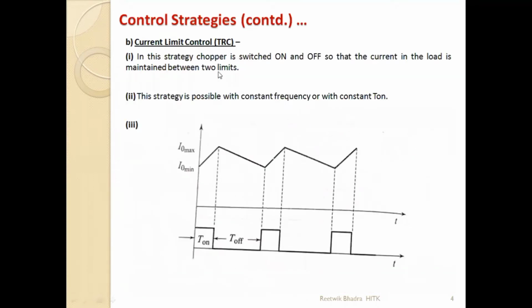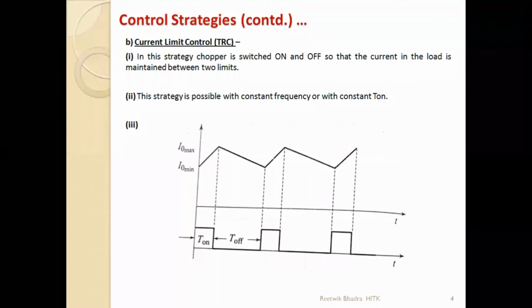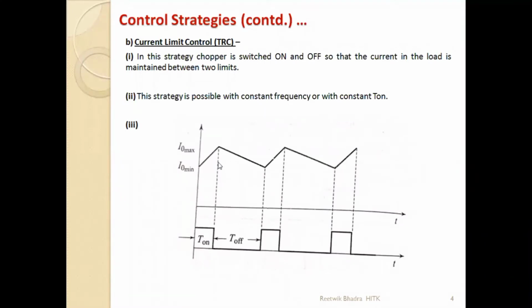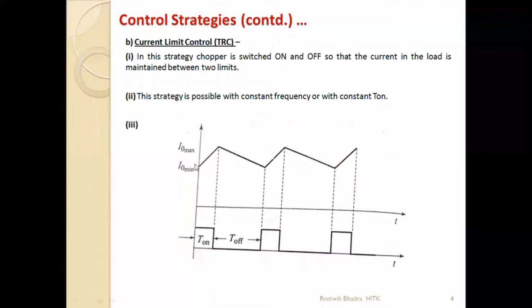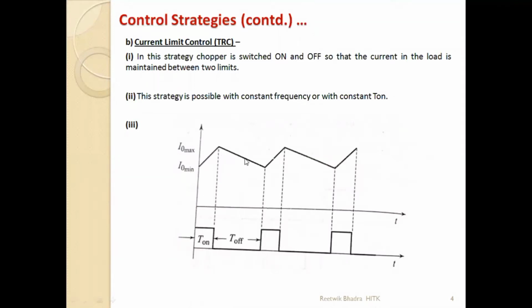Next, current limit control. This is another control strategy that is sometimes implemented while controlling the switch. How is it done? First, the inductor current is drawn. If we design an inductor and we know the maximum and minimum value of current through the inductor, this rise in current we had already studied in all the topologies which we have studied. If there is a rise, that means the inductor is charging. If there is a fall, that means the inductor is discharging.